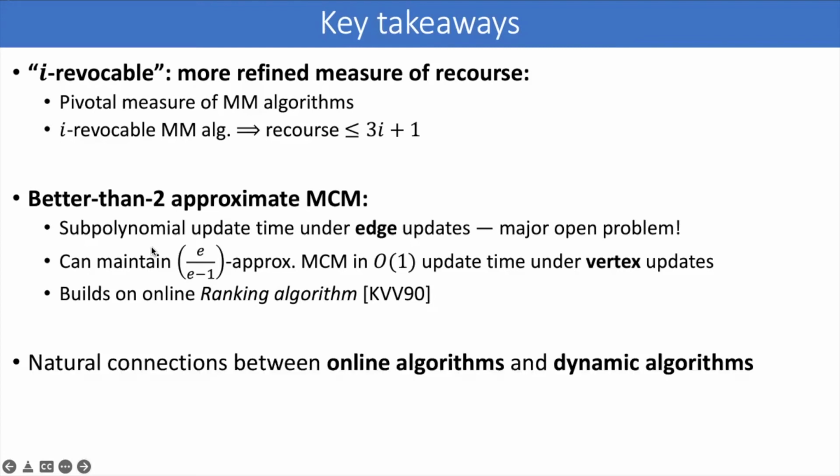This work draws connections between online and dynamic algorithms. In particular, our approximate MCM builds heavily on the online algorithm of KVV, and the revocability parameter that we use is inspired by irrevocability restrictions underlying online algorithms. We hope that a further study of these two areas together, rather than independently, will strengthen these connections and unveil new ones, and we anticipate that ultimately this will also advance the state of the art in online algorithms.